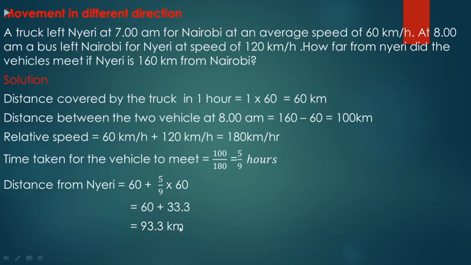If you were asked the distance from Nairobi, it could be direct, because you were to find the time the bus will run to meet the truck, which is 5/9 times its speed, which is 120 kilometers per hour, to find the distance from Nairobi to the meeting point. It could be direct.